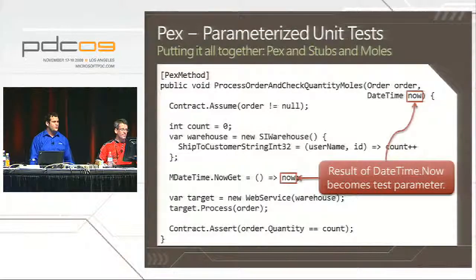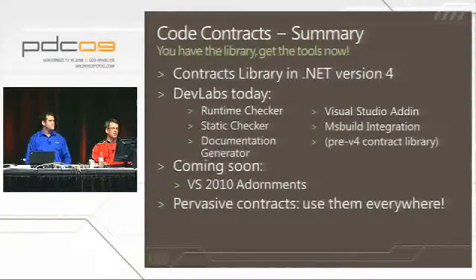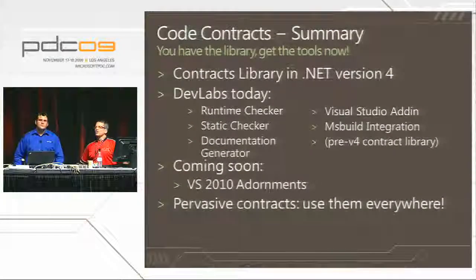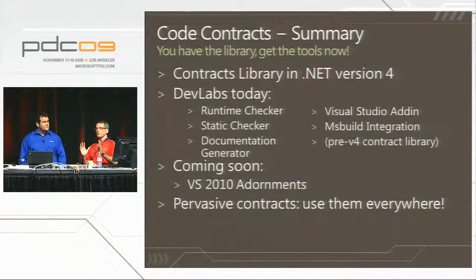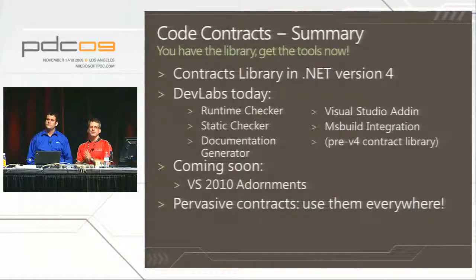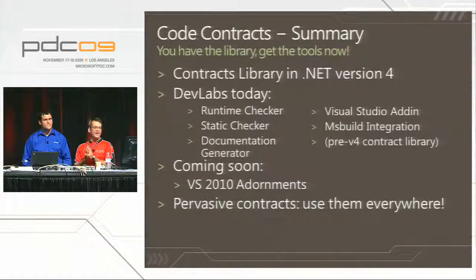I think we are close to the end. I think we're almost done. We just want to summarize. So the contract library itself ships in .NET 4.0. Inside mscorlib, in the namespace System.Diagnostics.Contracts, you'll find the Contract class. However, all the tools need to be downloaded from DevLabs. We're going to show you where to get that in just a second.